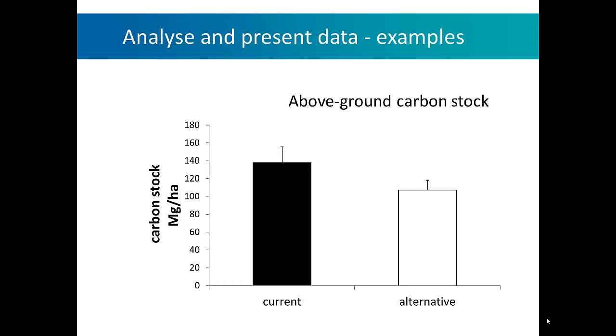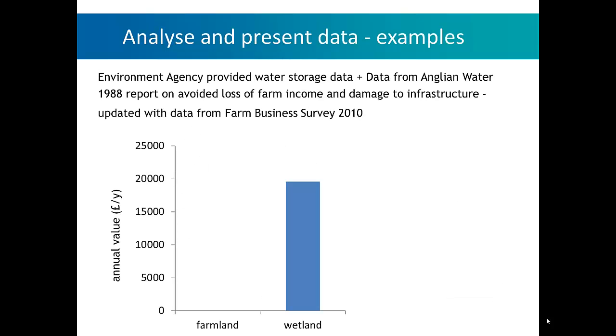So here are just a few examples so you get an idea of what sort of results can be generated. This is just a very simple graph showing above ground carbon stock in tonnes per hectare for a site currently and under an alternative state. For flood protection value, this was at Wicken Fen, the comparison was between the farmland value of flood protection, which was valued at 0, versus the wetland because of its storage capacity. And this was based, as I said, on data provided that was already available.